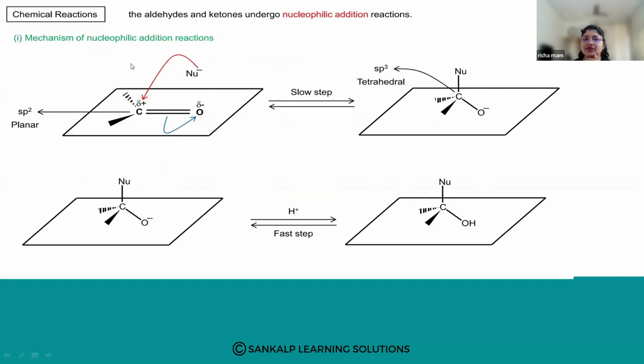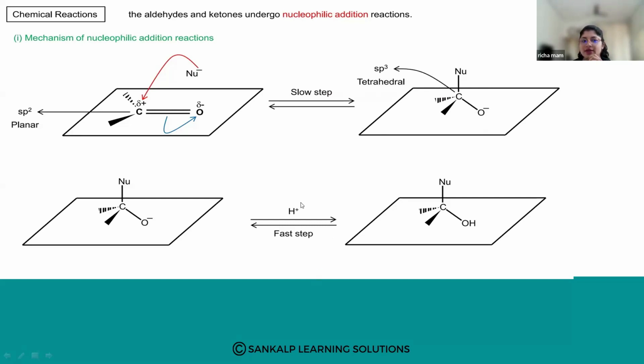The mechanism also: the nucleophile will attack the sp2 hybridized carbon. The carbonyl group is a polarized bond. Because it is a polar bond, there will be development of charges. Partial positive charge will be developed on the carbon and partial negative charge on the oxygen. As a result, it undergoes a slow step where the sp2 hybridized carbon turns into a tetrahedral carbon, that is, a carbon with sp3 hybridization and tetrahedral geometry, right?